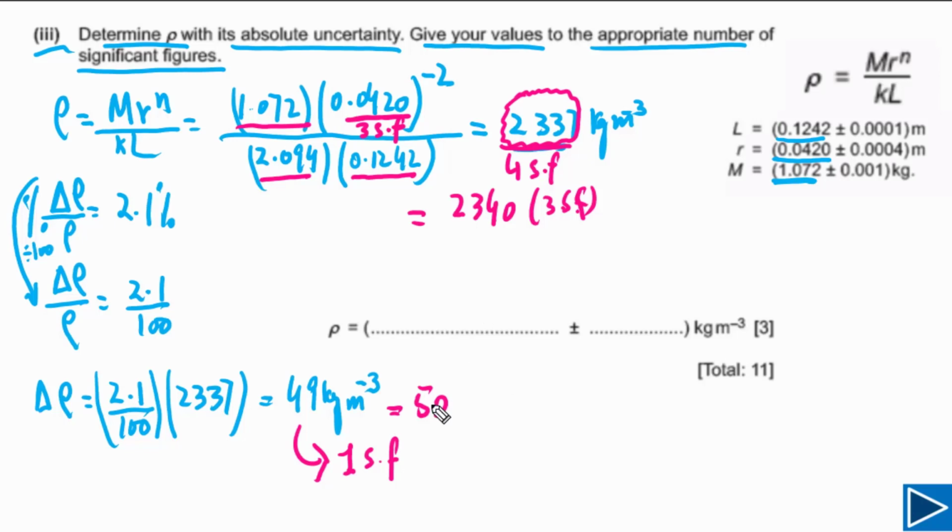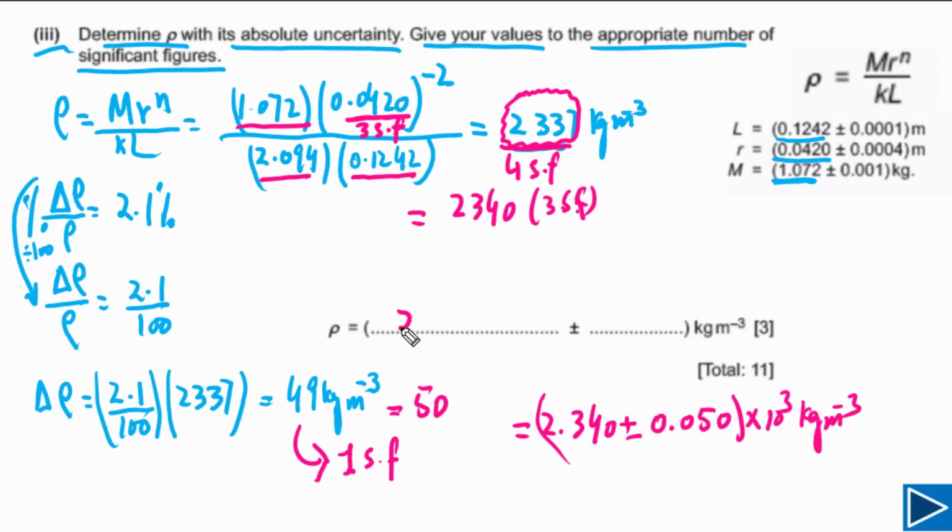Now let's write down our final answer. The final answer you can simply write down like this: 2.340 plus minus 0.050 kg per cubic meter, and this will be multiplied with 10 to the power 3. So this is our final answer. This is how you can write it down. Simply you can say this is 2340 and this is 50.